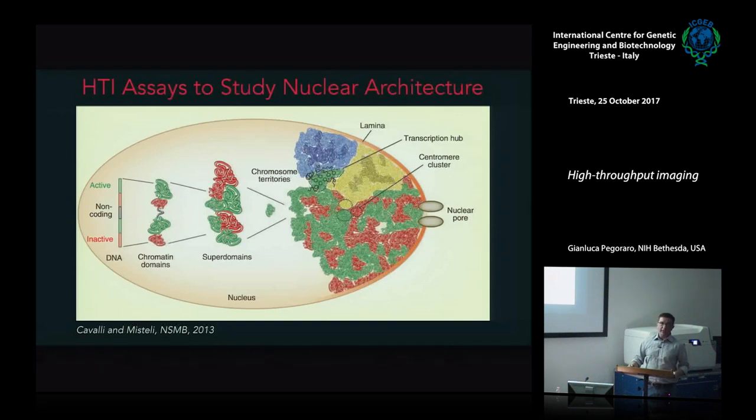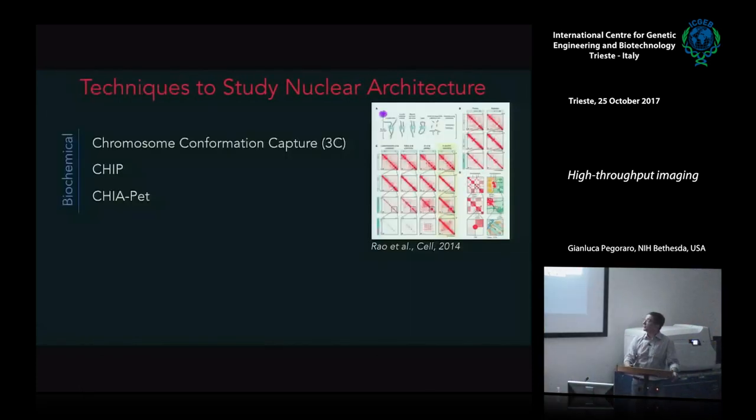So how do we study nuclear architecture? What I'll show you today, again, is two stories. The first one is about using high-throughput imaging to study and precisely quantify genomic loci interactions. Historically speaking, nuclear architecture has taken advantage of two families of techniques to study how things work.